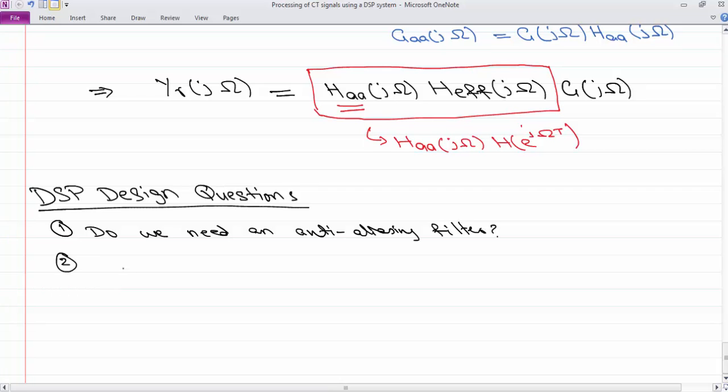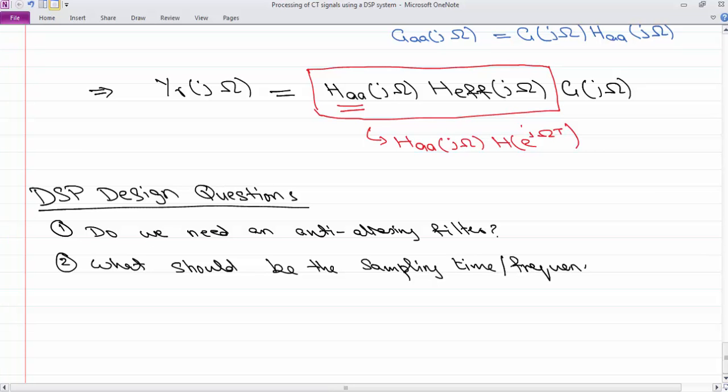The other question you have to address is, what should be the sampling time or frequency? Again, we know that the answer to that depends upon the bandwidth of my input signal, or whatever anti-aliasing filter I'm using that restricts the bandwidth. Okay.